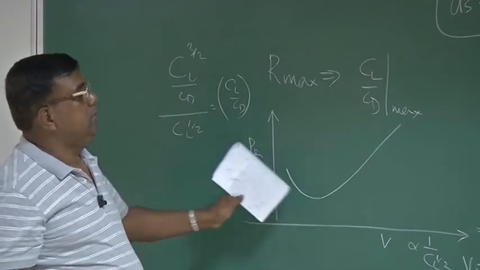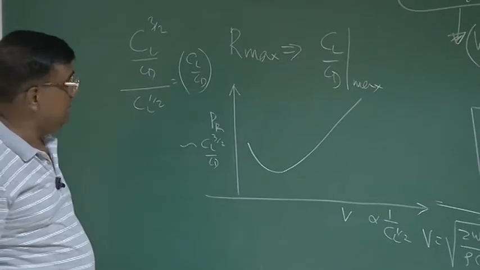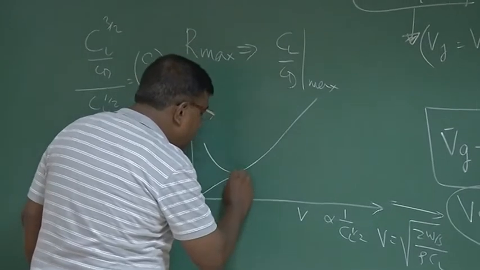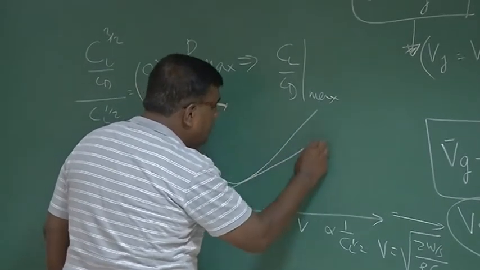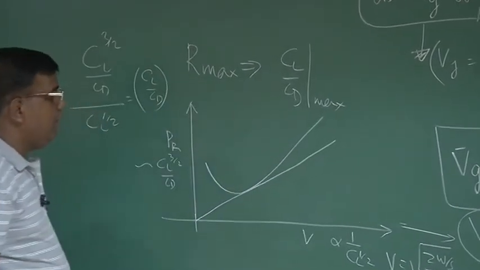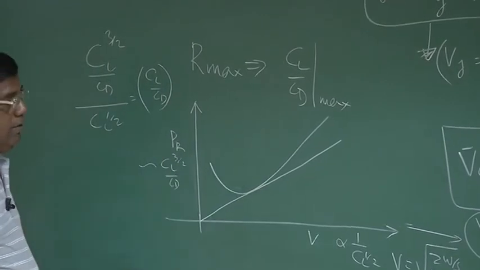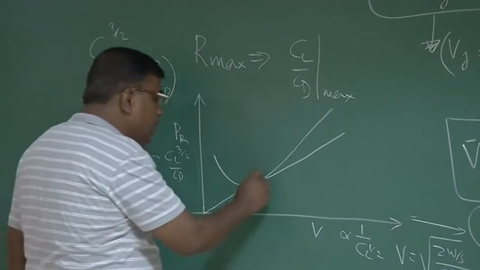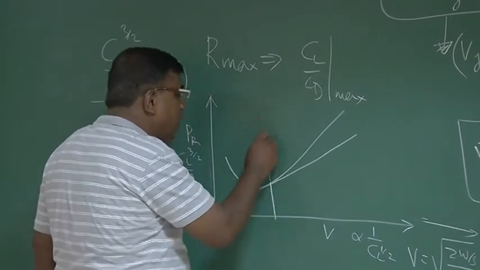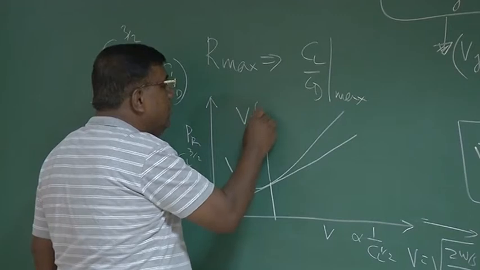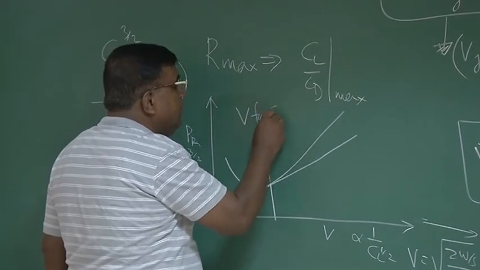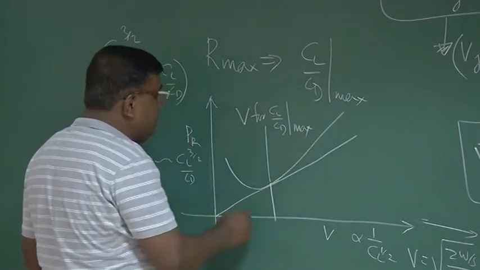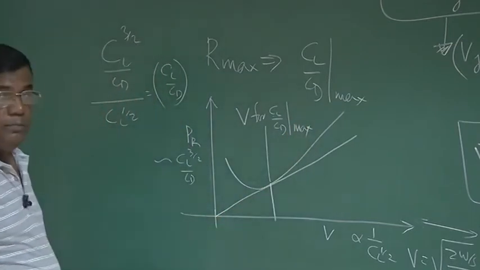Typically I am talking through these dimensions, these variations. So what is the interpretation? If I draw a line which is tangent to this power required versus V, and the tangent starts from V equal to 0, this point is basically, which we have done, V for CL by CD maximum, because the slope is giving CL by CD.